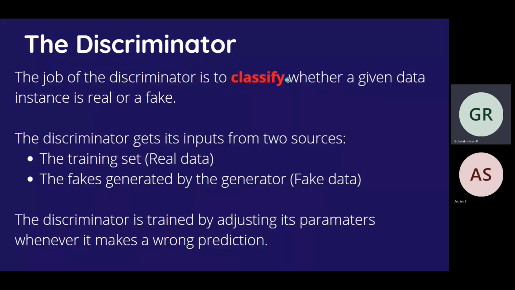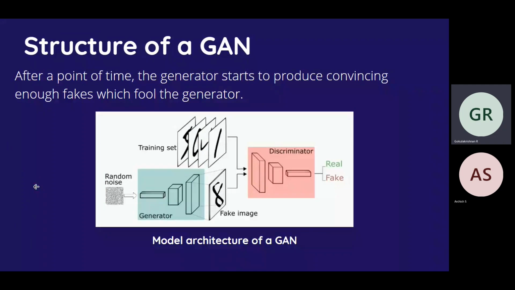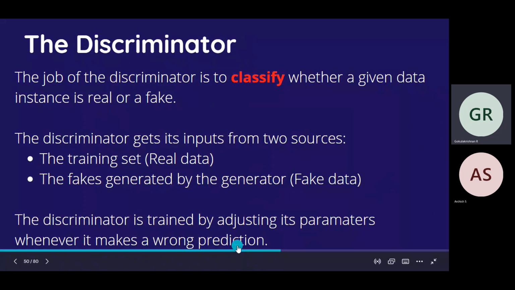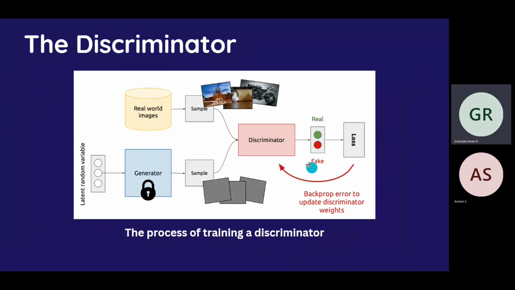Classify, in a sense, like the discriminator models that we visited earlier. So the discriminator gets its input from two sources: one from the training set, this is one set of input, and this is another set of input. A discriminator is trained by adjusting its parameters whenever it makes a wrong prediction. So what happens here is that the discriminator predicts whether the image is a real image or a fake image.